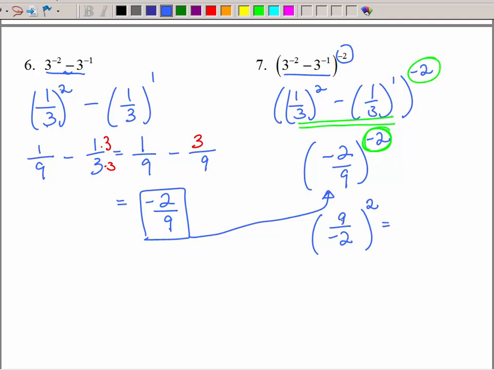So we have 9 squared, 9 times 9 is 81, and negative 2 squared. Negative 2 times negative 2 is positive 4. Now what if you didn't put that negative with the 2, you put it with the 9? It's still positive because it's squared. A negative times a negative is a positive.